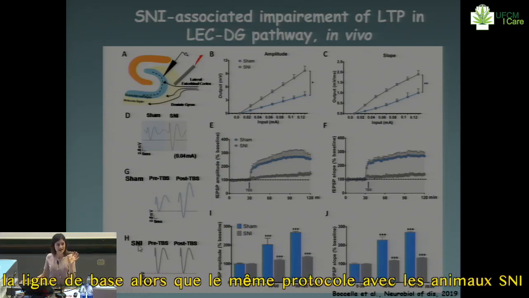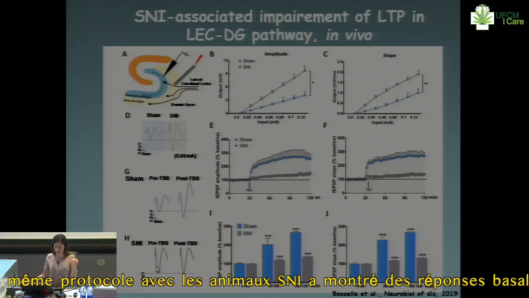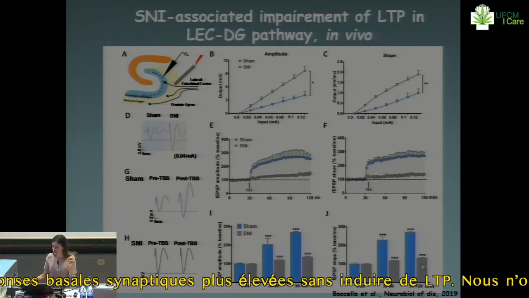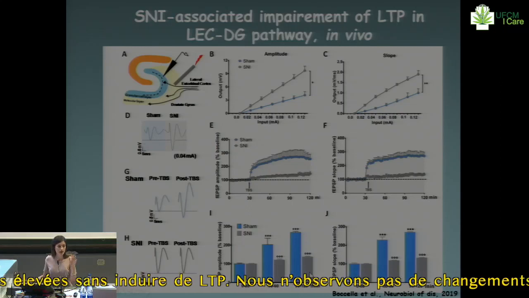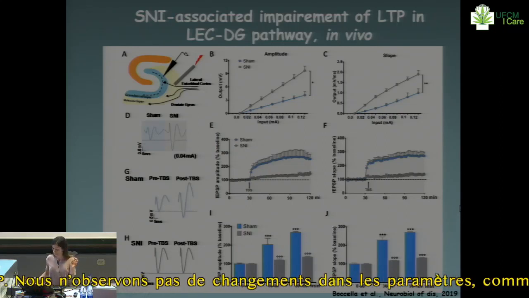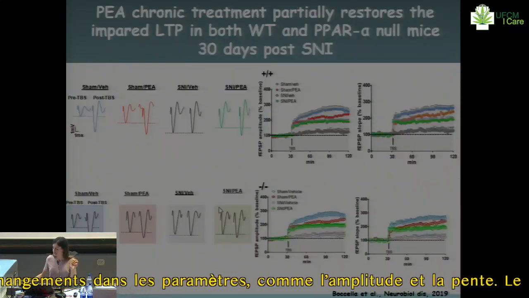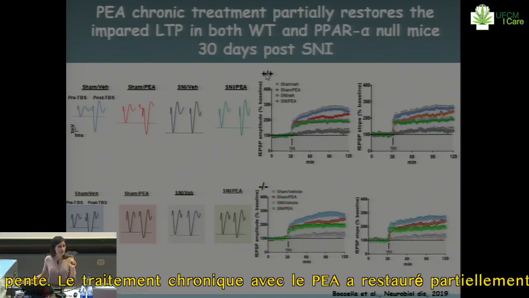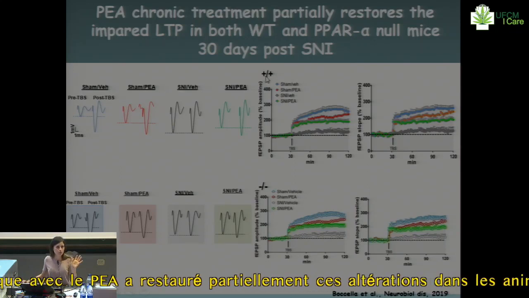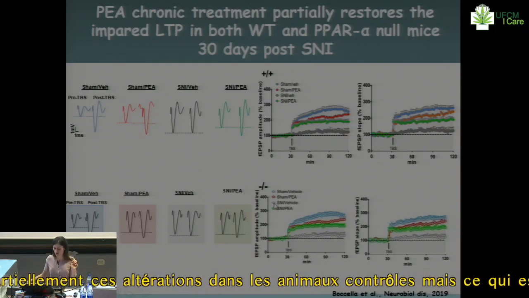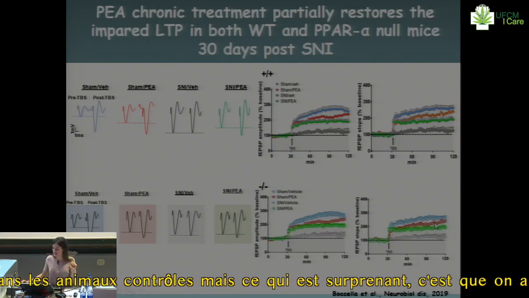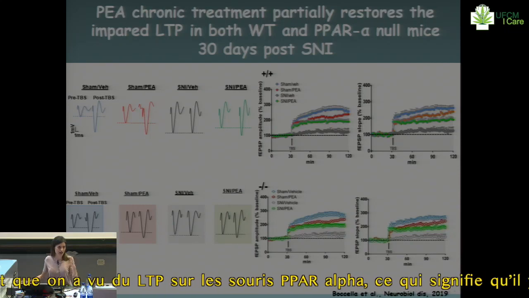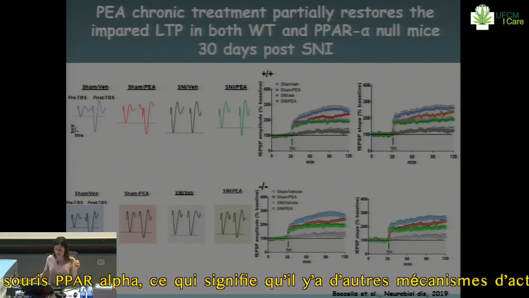protocol in SNI animals, which already showed higher basal synaptic responses, did not induce LTP, because we did not observe changes in parameters like amplitude and slope. And the chronic treatment with PEA partially restored this alteration in wild-type animals, but surprisingly, in PPAR alpha knockout mice we still could see some LTP, hypothesizing another action mechanism of PEA.